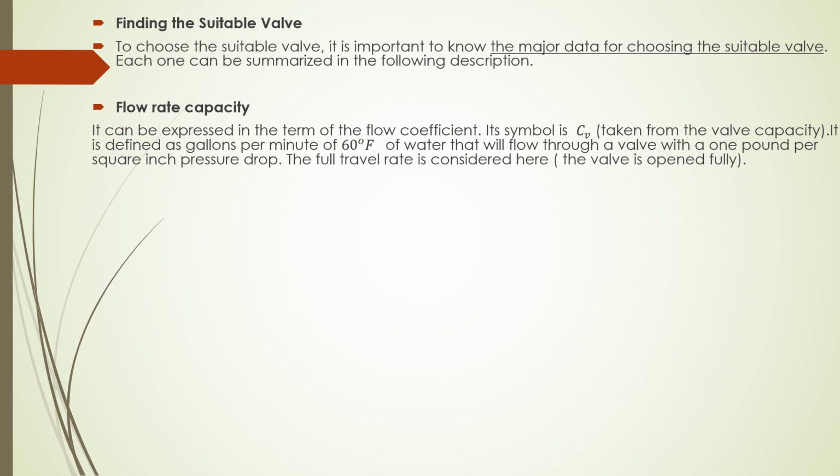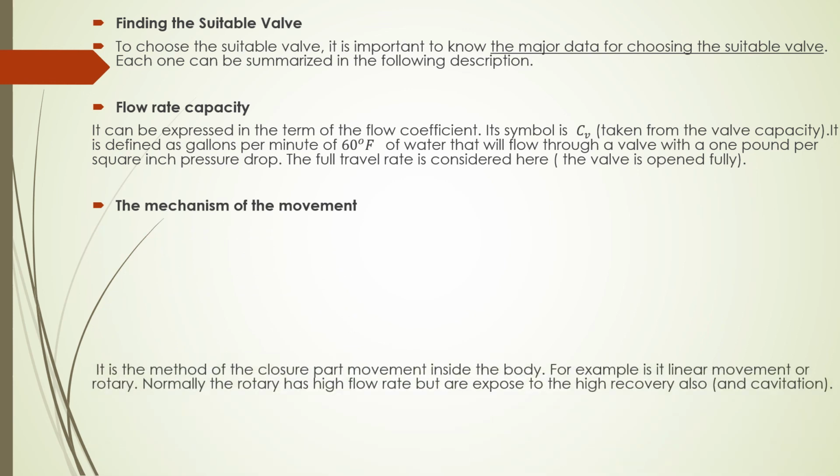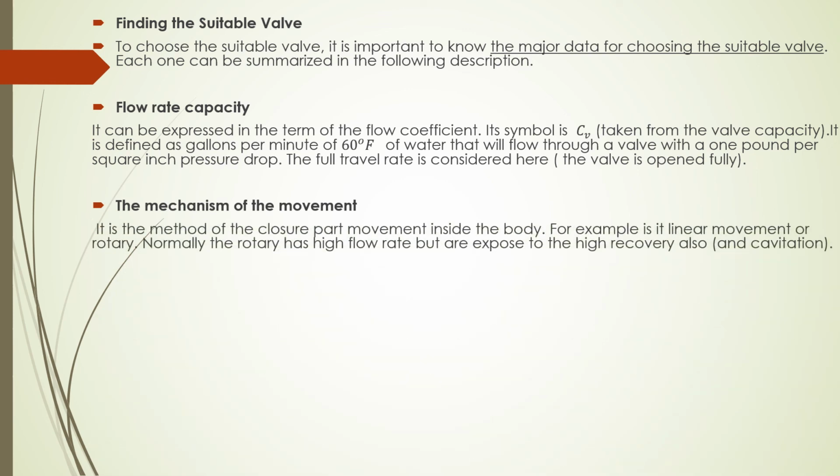It is defined as the gallons per minute of 60 Fahrenheit water that will flow through a valve with a one pound per square inch pressure drop. The full transfer rate is considered here. Second, the mechanism of the movement. It is the method of the closure part movement inside the body. For example, it is linear movement or rotary. Normally, the rotary has a high flow rate but is exposed to high pressure recovery, also cavitation.